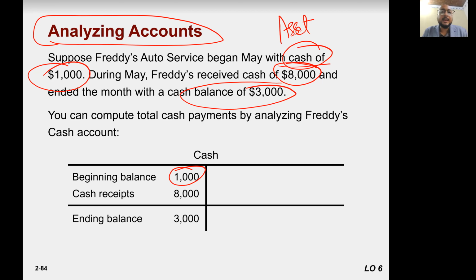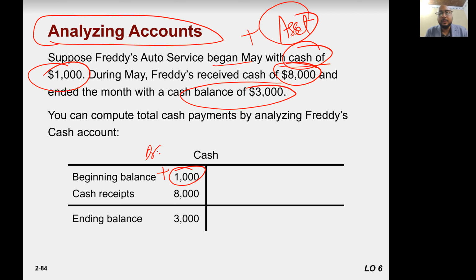So we normally assume that it is an increased balance. If the question says that the company began May with a cash balance of 1000, it means the cash balance is increased, which is coming from the previous month. It must be a debit balance. Why? Because asset increase is debit. So we assume that this is an increased balance, so we write it down on the debit side.